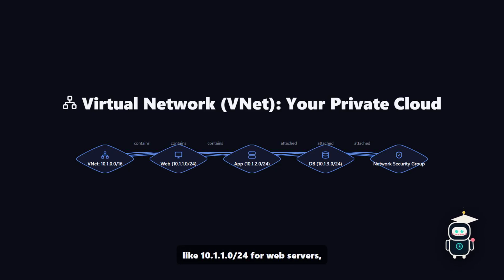Inside that VNet, you carve out subnets, each a smaller block of the address space, like 10.1.1.0/24 for web servers, 10.1.2.0/24 for application servers, and 10.1.3.0/24 for databases. Resources in different subnets can communicate securely by default, and you can lock things down with network security groups attached to each subnet. This is the foundation every other networking feature builds on.